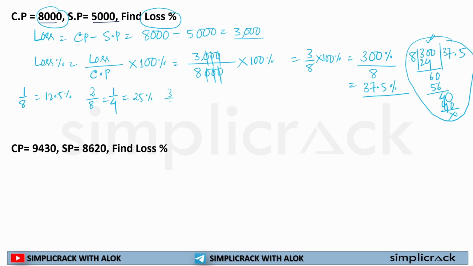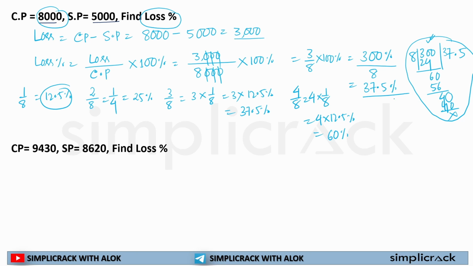percentage. Same, 3 by 8 I can write as 3 multiplied by 1 by 8, right? So 3 multiplied by 1 by 8 is equal to what? 12.5%. So if I multiply 3 into 12.5, it will be 37.5 percentage. Same, if I have to calculate 4 by 8, I can write 4 into 1 by 8, or I can write 4 into 12.5 percentage, which will be equal to 50 percentage.